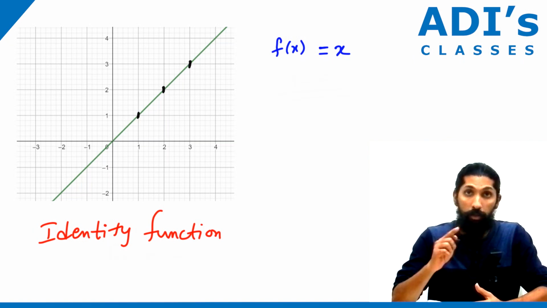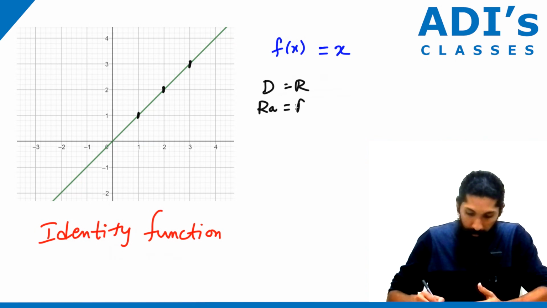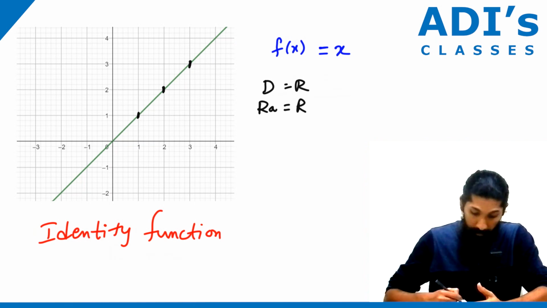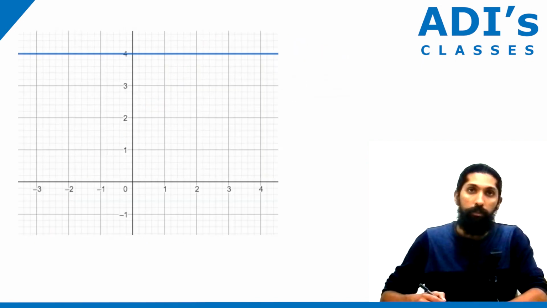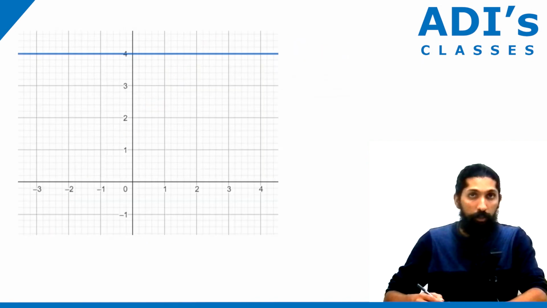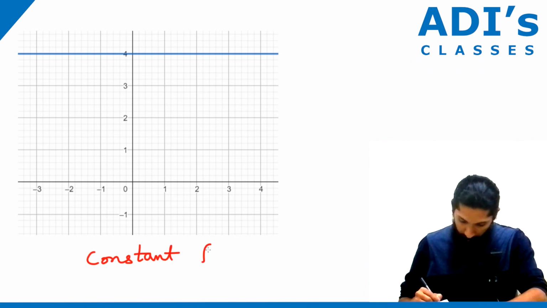Now here, the domain is the set of real numbers and the range is also the set of real numbers. Every number it can take. Fair enough? Now let's do the second function. See, the second function is what we call a constant function.